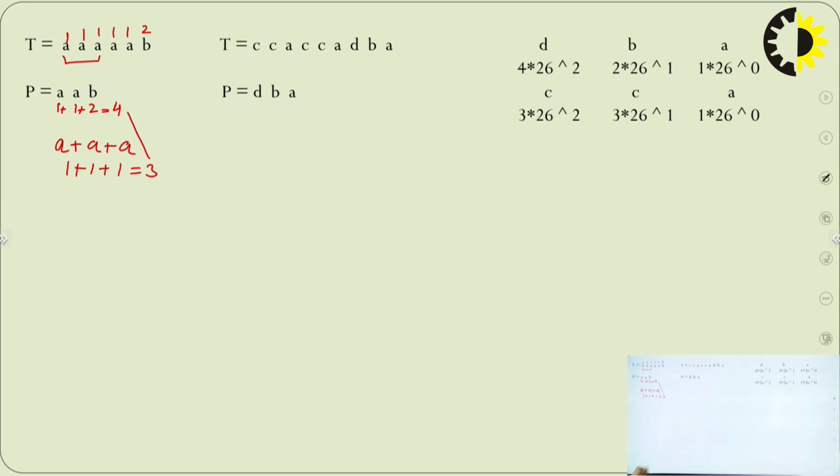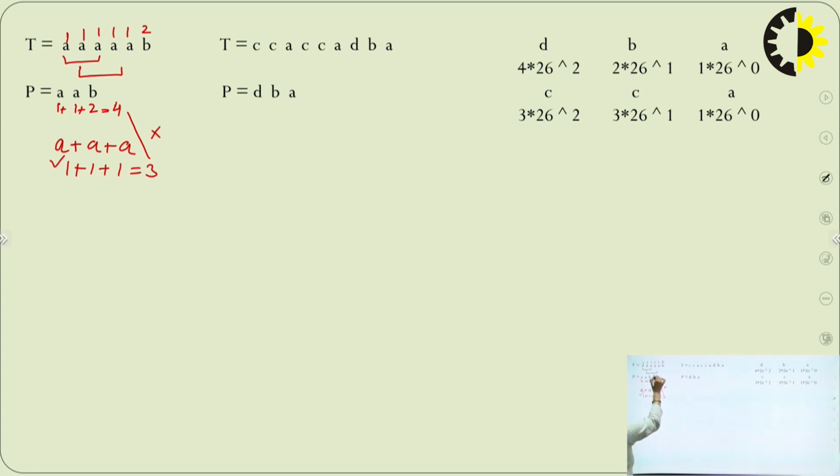As we see, the text hash and the pattern hash are not equal. So we just shift up one place in the text and calculate the hash value for the new text. The next text value is again AAA. As we see, the hash value of the next shift is again 3, which is not equal to the hash value of the pattern, which is 4.